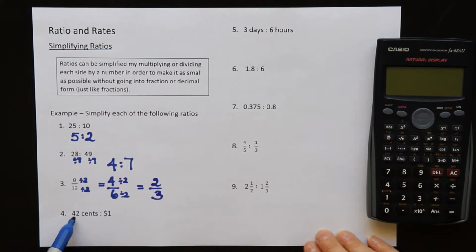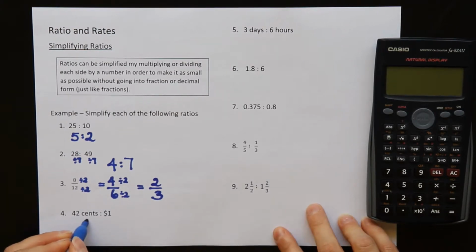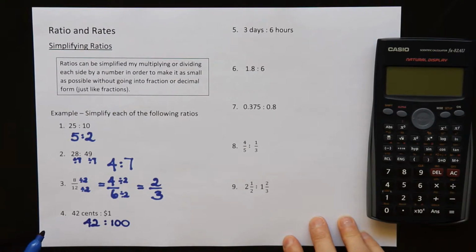In question 4, 42 cents to $1. Now, in my last lesson, you might remember that I said that ratio should always have the same units. So this one at the moment is not correctly written. We need to write those to have the same units. 42 cents and $1. Well, $1 can easily be changed to be 100 cents. So I can rewrite that as 42 to 100. Now, as long as they're both in cents, which they are now, I don't need to write cents and cents anymore. I can just write 42 to 100.